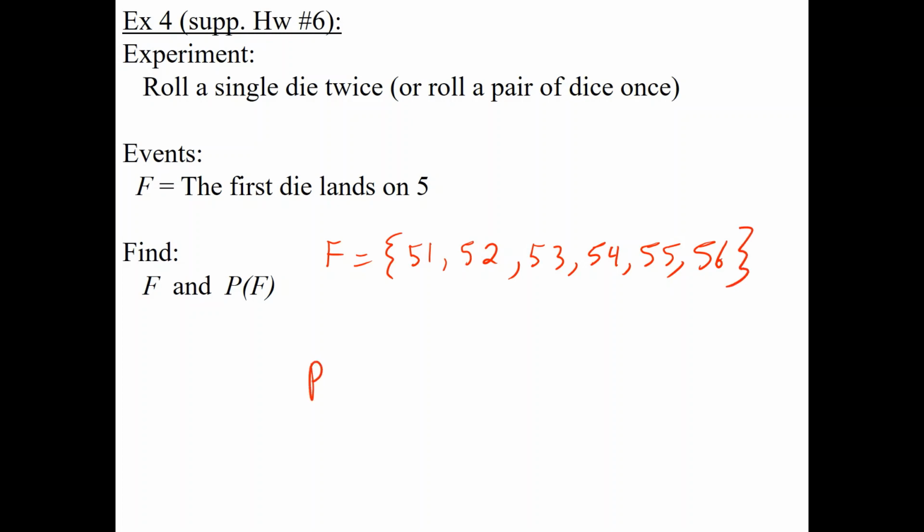Okay, then it asks for probability of F. Again, formula, absolute value of F over absolute value of S. And again, if you look up there and count, it looks like we have 6 things again, 36 total. Okay, let's try the next one.